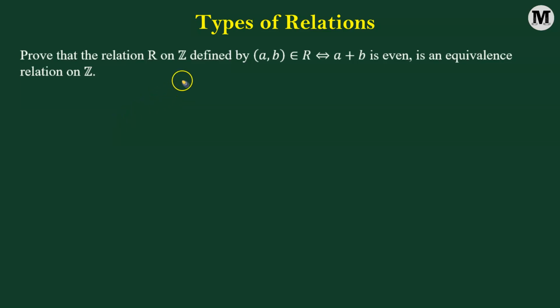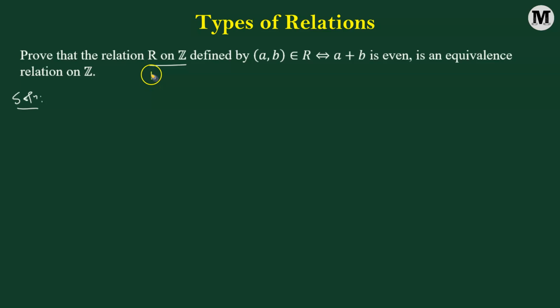Prove that the relation R on the set of integers Z, defined by the ordered pair (a, b) belonging to the relation R if and only if a plus b is even, is an equivalence relation on Z. Okay, let us begin.